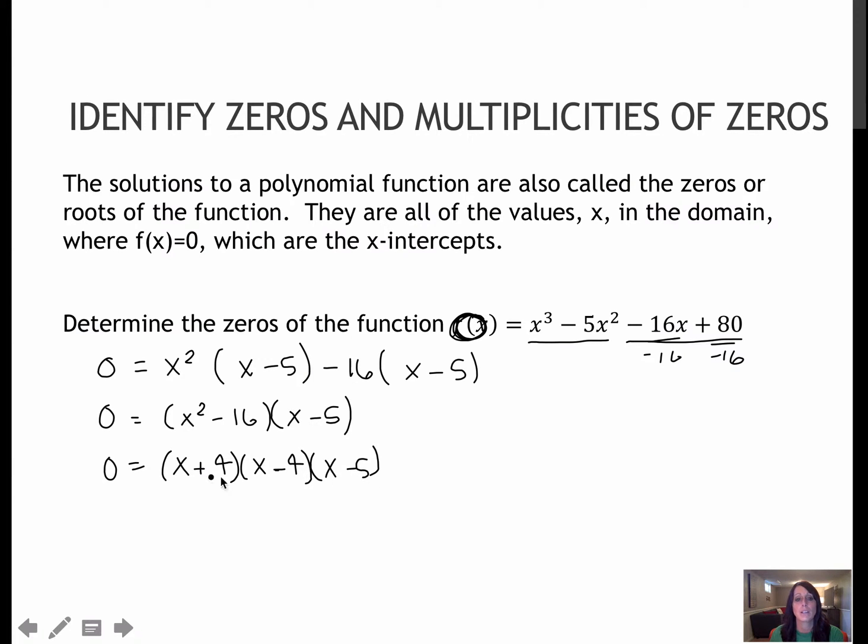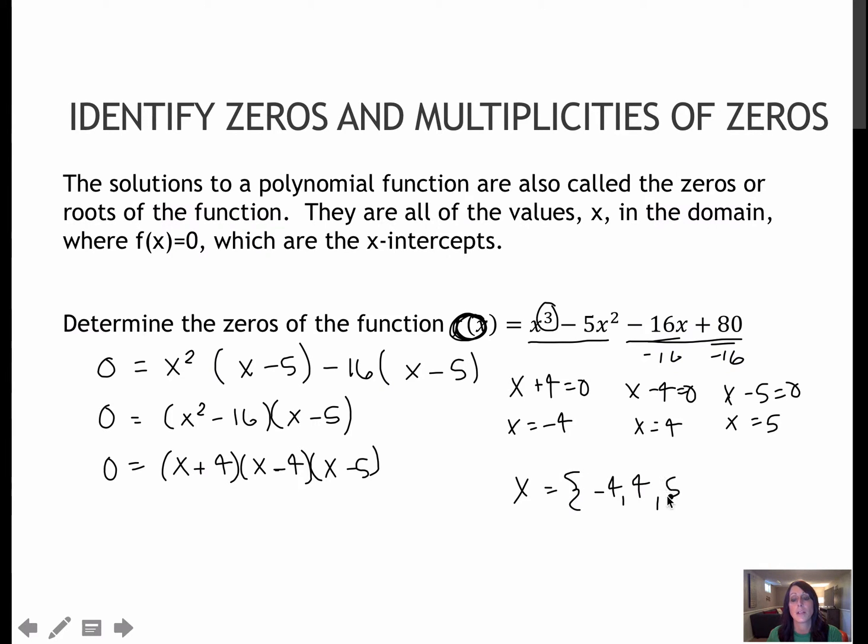So now I have 3 binomials, and I know that because my initial function was to the third power, I have up to 3 zeros, up to 3 roots. My 3 roots would be setting these equal to 0. So if I said x plus 4 equal to 0, I get x equals negative 4. If I said x minus 4 equal to 0, I get x equal positive 4. And if I said x minus 5 equal to 0, I get x equals 5. Those are my roots. Those are my zeros. Those are my solutions. They all mean the same thing. So the zeros of the function are negative 4, 4, and 5.